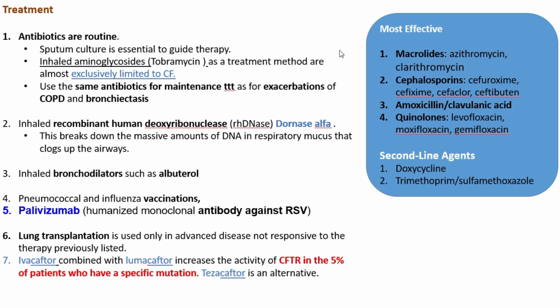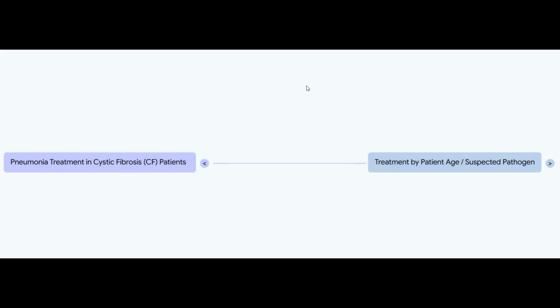And last but not least, we have a combination of 2 drugs, ivacaftor with lumacaftor. These drugs increase the activity of the CFTR in 5% of the patients who have a specific mutation. So it's not useful in all patients of cystic fibrosis. Tizacaftor is an alternative.